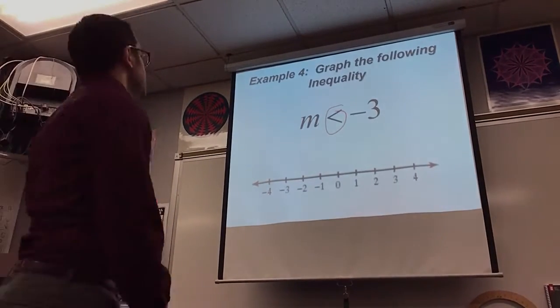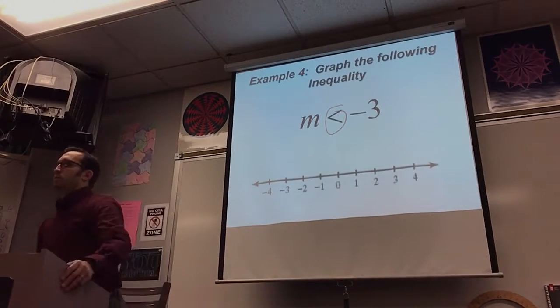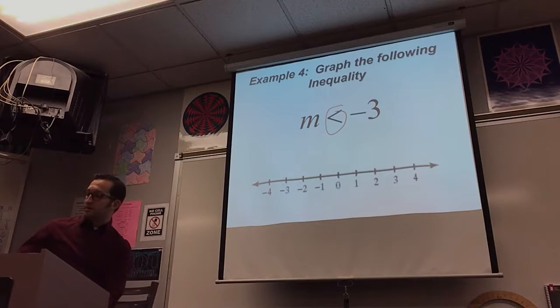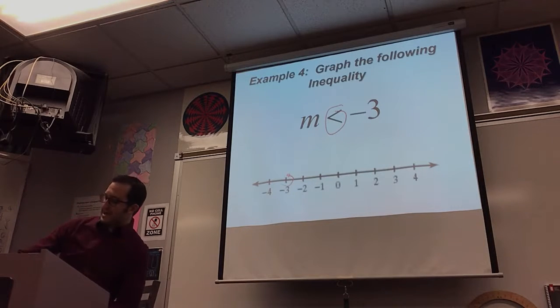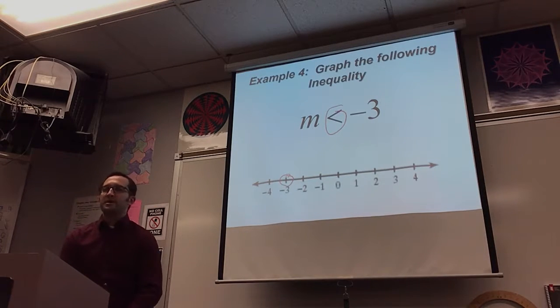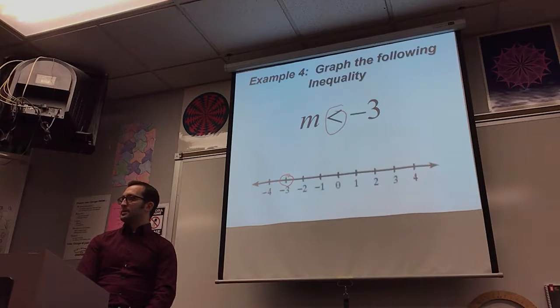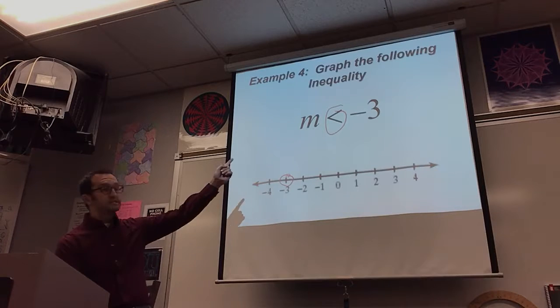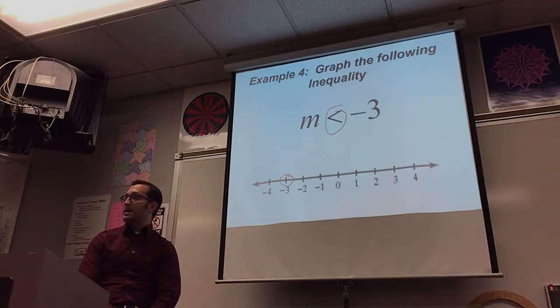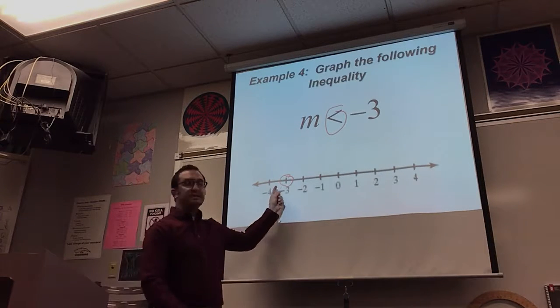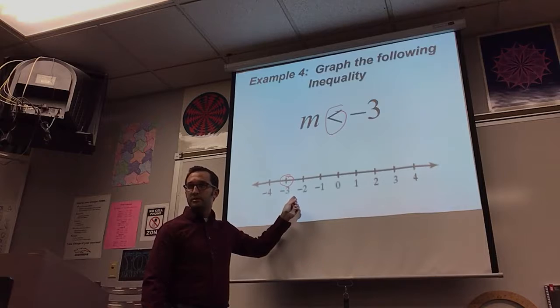So that symbol's less than. What kind of dot are we going to have? It's going to be an open dot at -3. It's going to be open because is -3 a solution to this inequality? If I plug -3 in for m, will it be true? No, because -3 is not less than -3. So it's going to be everything up until -3, right?